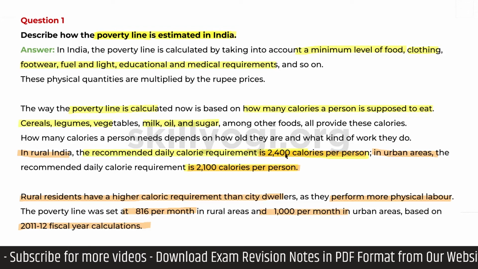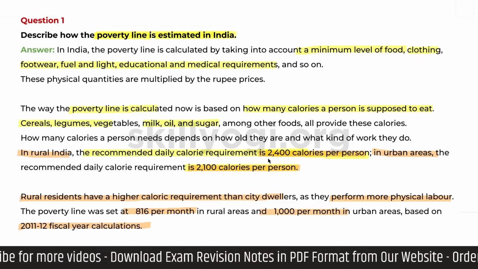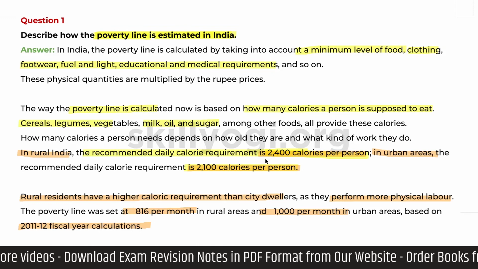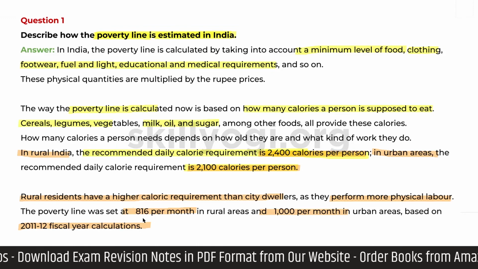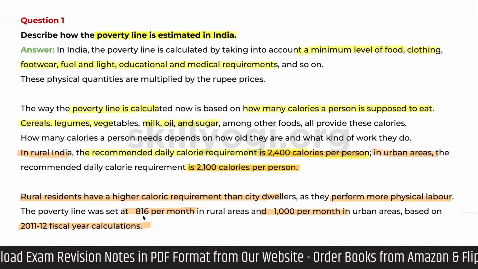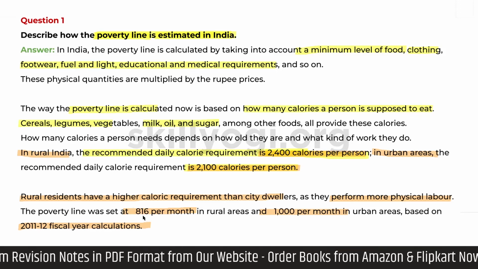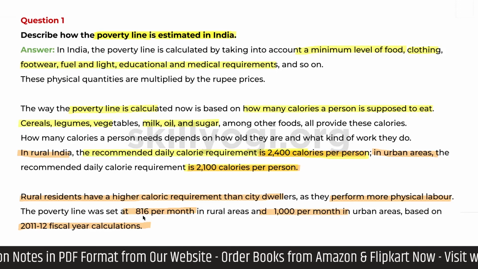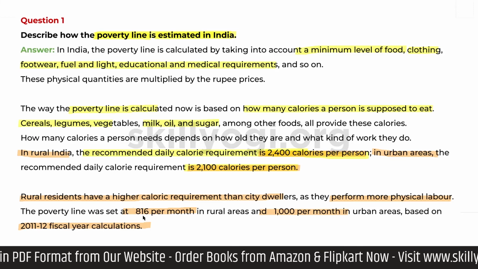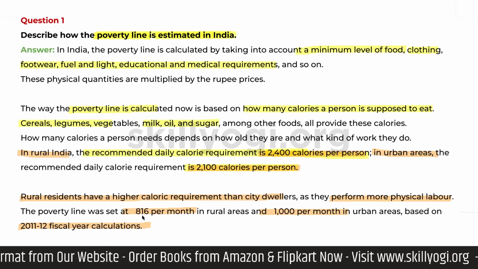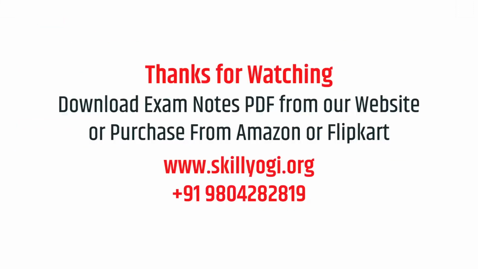And the person who is not getting 2400 calories per day and whose monthly income is less than 816 rupees, that person is considered to be below the poverty line. That means they're extremely poor. So this is how the poverty line is estimated in India, and how you differentiate between below poverty line and above poverty line.